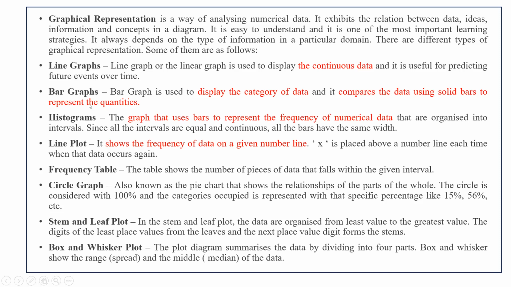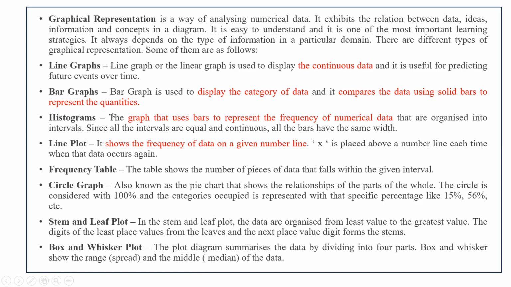One is the line graph. It is always used whenever there is continuous data, so something is growing continuously. At that time, you have to use line graphs. Bar graphs are used when you have data with categories and you need to compare those categories. So at that time, you mostly use bar graphs.